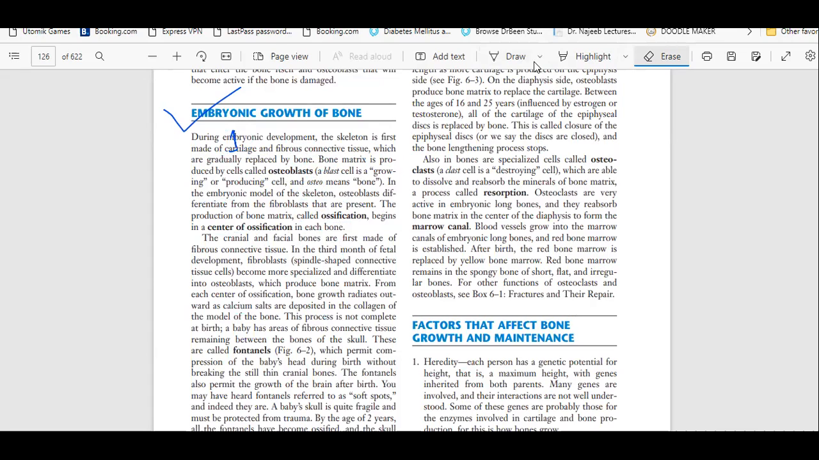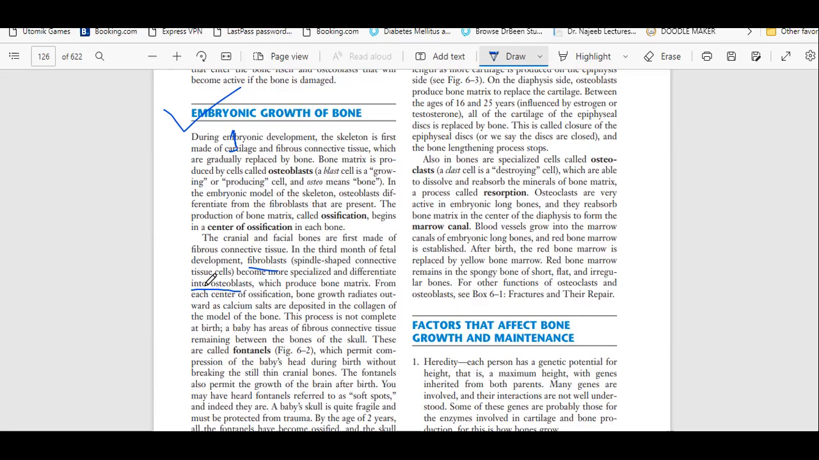The cranial and facial bones. Cranial bones means the skull. The skull bones are called cranial bones. Facial bones too. They are made up of fibrous connective tissue before birth, or after birth up to 1 to 2 years of age. After that, in the third month, what will happen? In the third month of fetal development in the uterus, fibroblasts become more specialized and differentiate into osteoblasts. So fibroblasts are converted into osteoblasts.